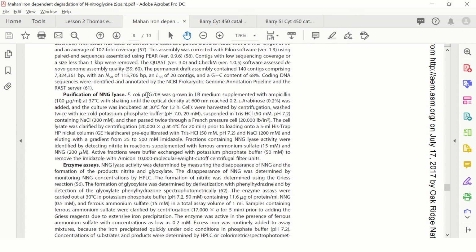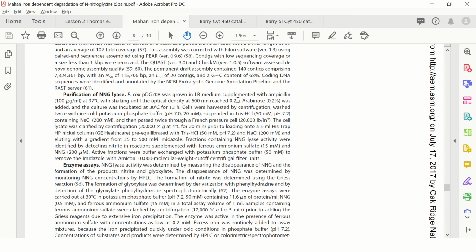For instance, E. coli PDG-708. This is an E. coli strain, so it details exactly which strain was used. It was grown in LB medium, which is a very specific composition of growth medium, and supplemented with an antibiotic. Afterwards it says the exact concentration of the antibiotic, and the temperature these were grown at, until the optical density at 600 nanometers reached 0.2. Those are very specific instructions that you can follow.